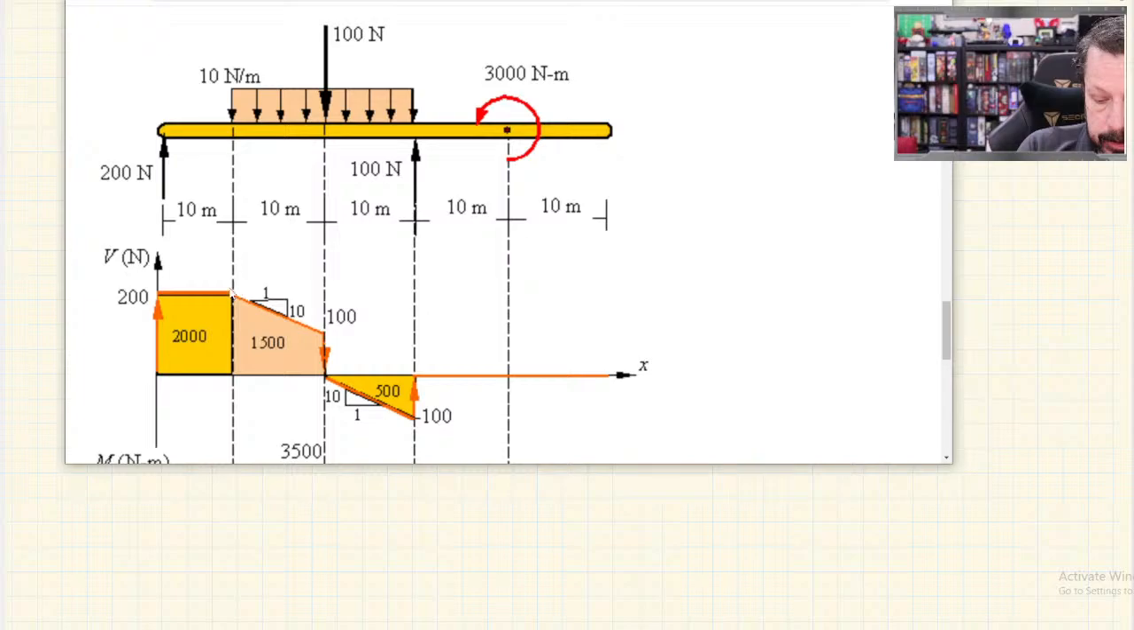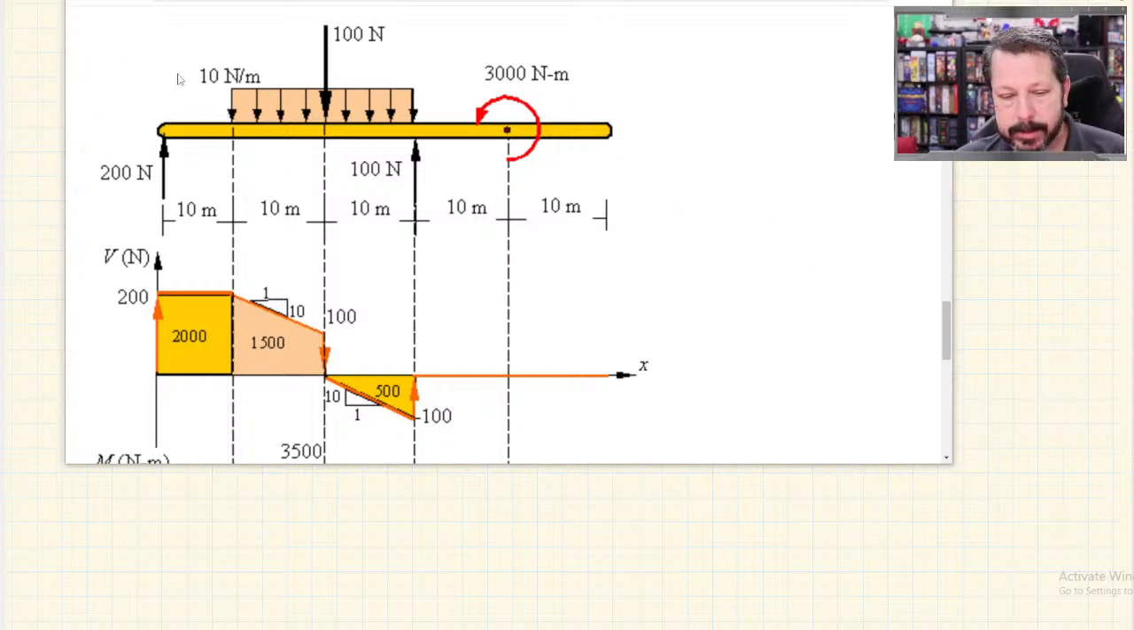And then you get to the distributed load. Couldn't think of the word. And it is pointing downwards. So I'm losing value on my shear. It's going to a smaller number. And I started at 200. And then every meter I lose another 10. So 200, I go for 10 meters, I lose a total of 100 newtons. So you can see it starts at 200 and it goes down to 100.